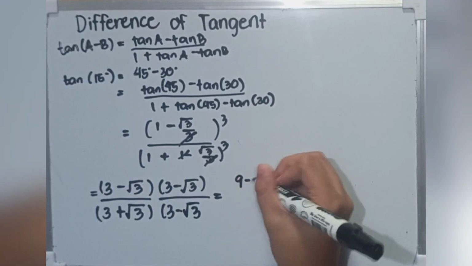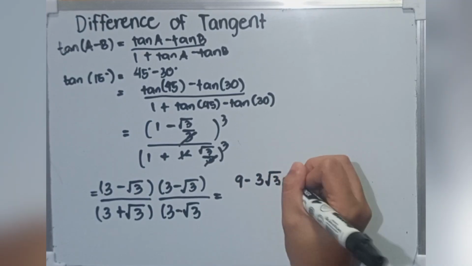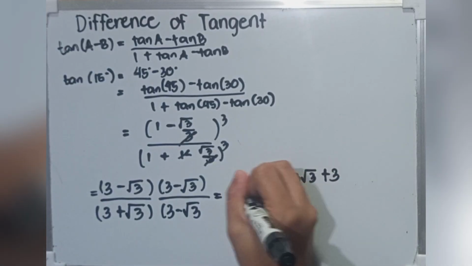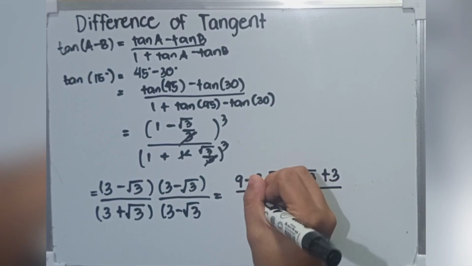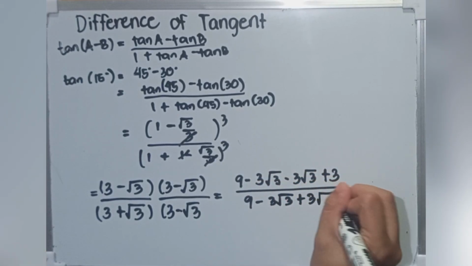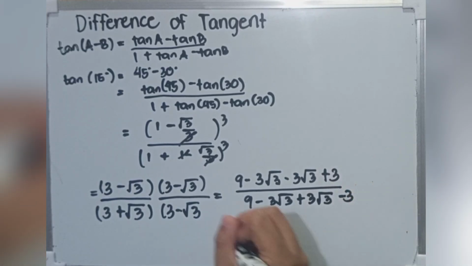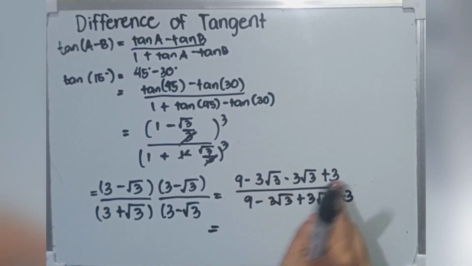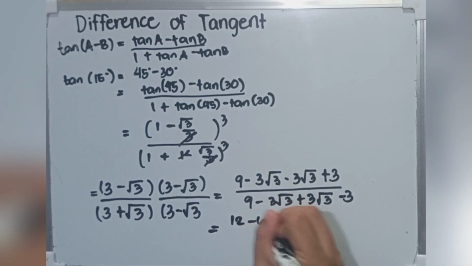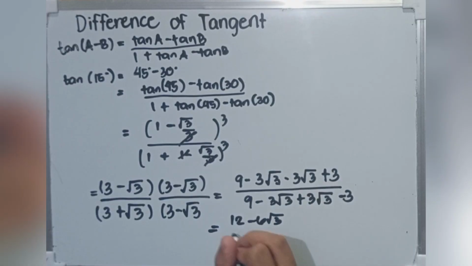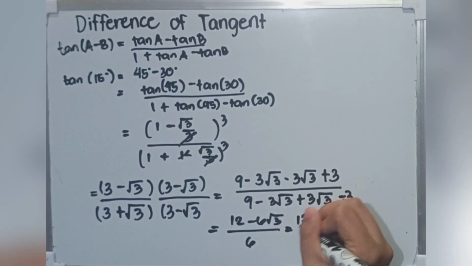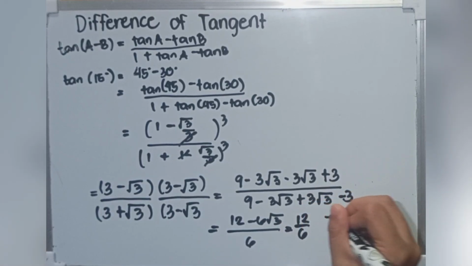So 3 times 3 is 9, then 3 times negative square root of 3 is negative 3 square root of 3, and so on. And then at the bottom, we will be going to add. So 9 plus 3 equals 12, and negative 3 square root of 3 and minus 3 square root of 3 is negative 6 square root of 3, and for the denominator it is only 6.